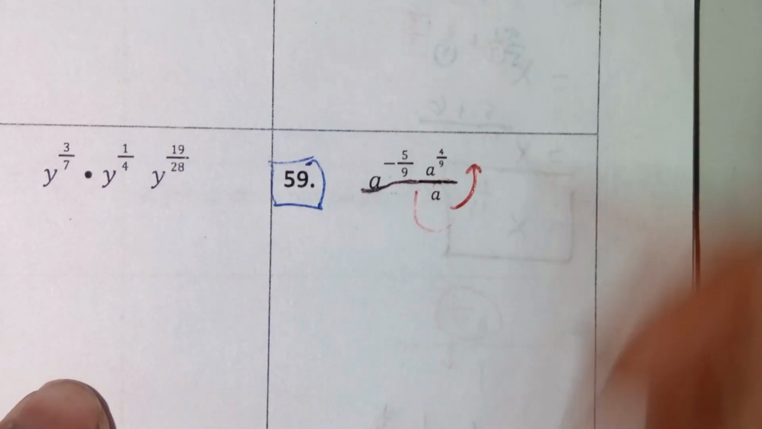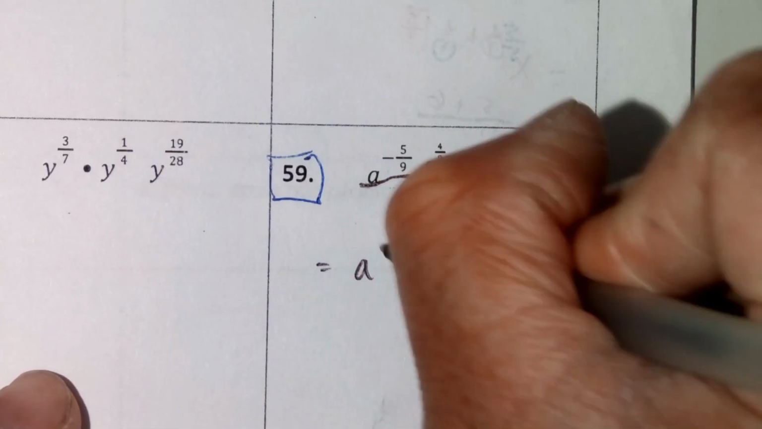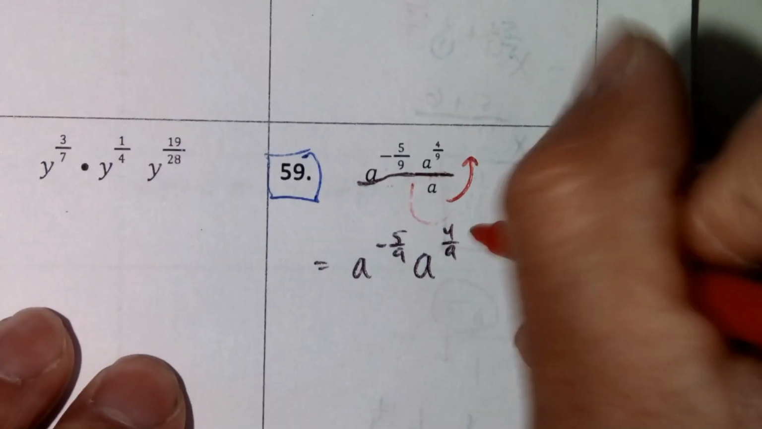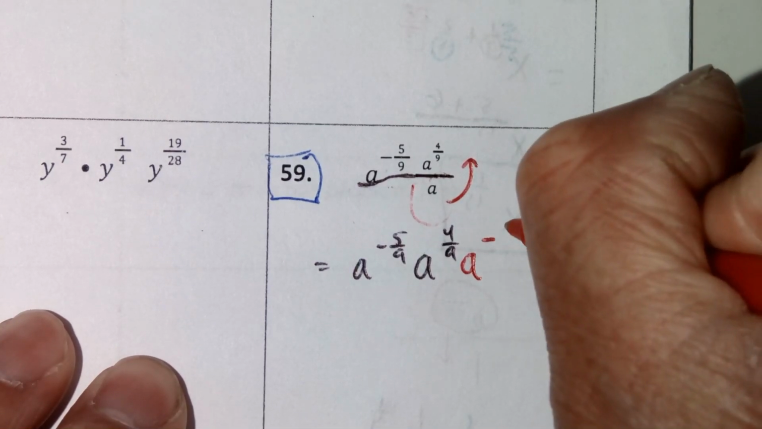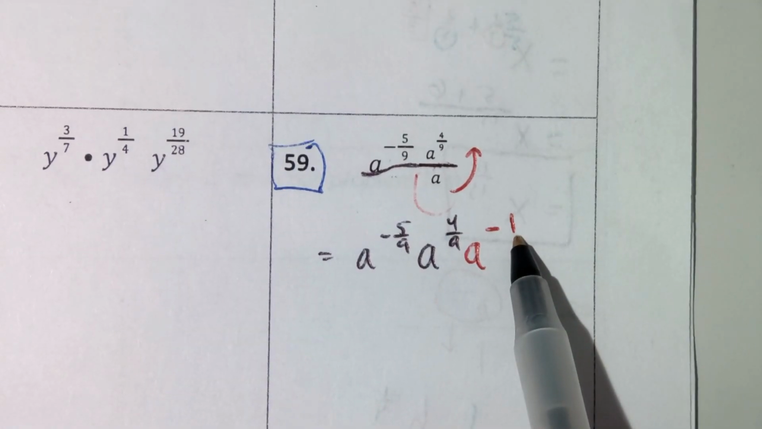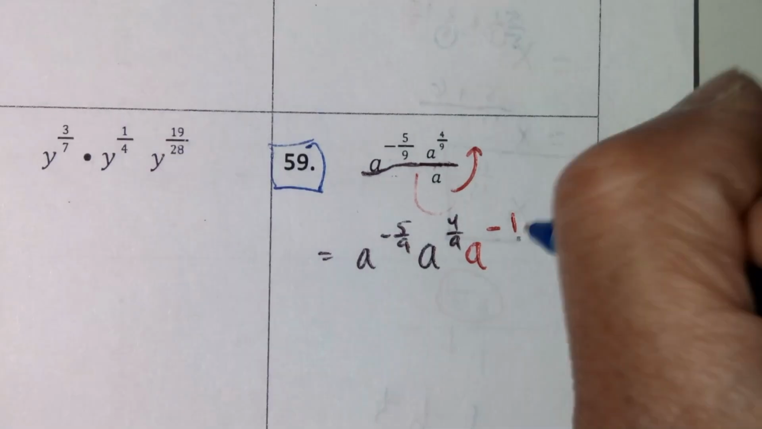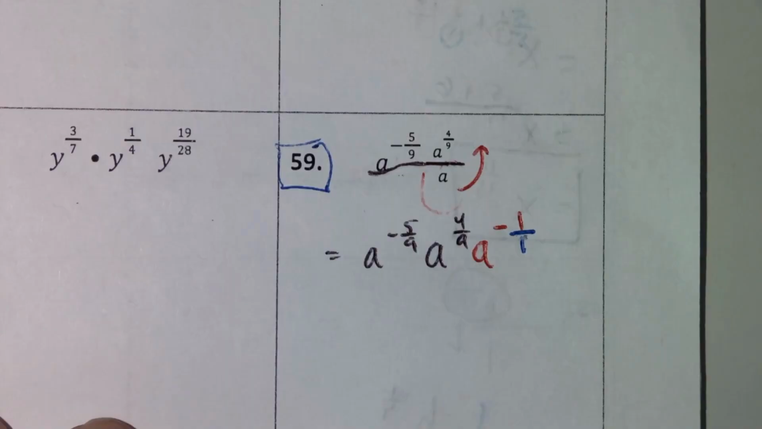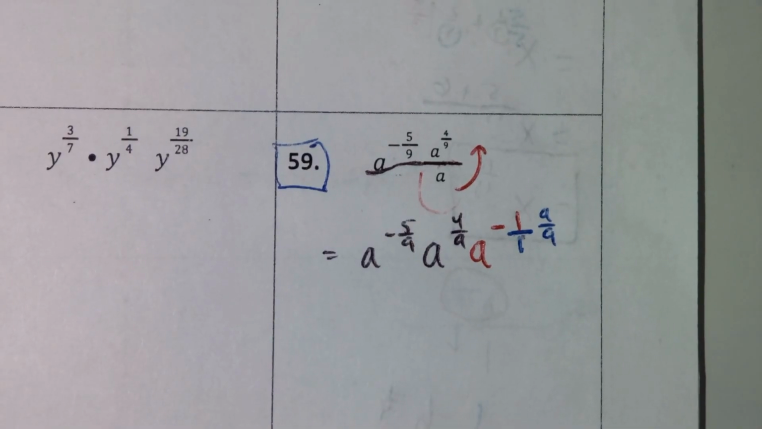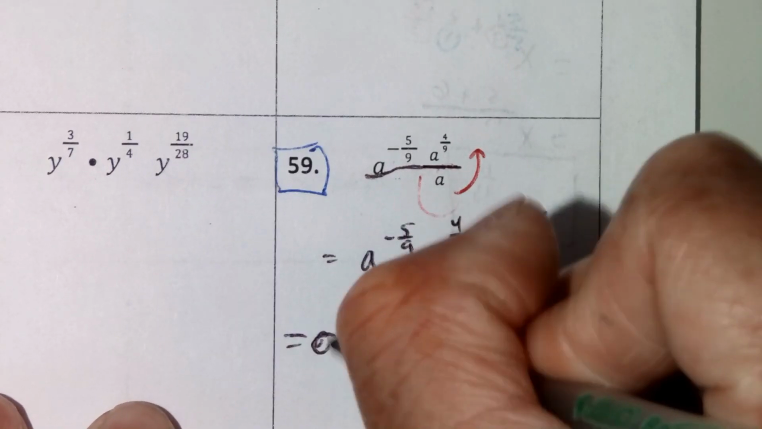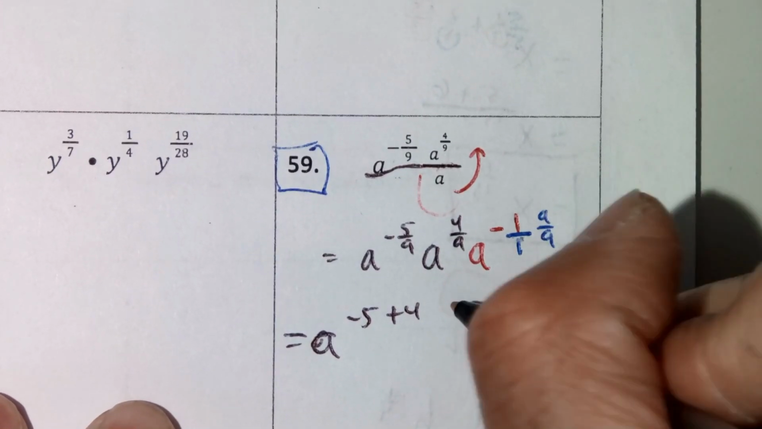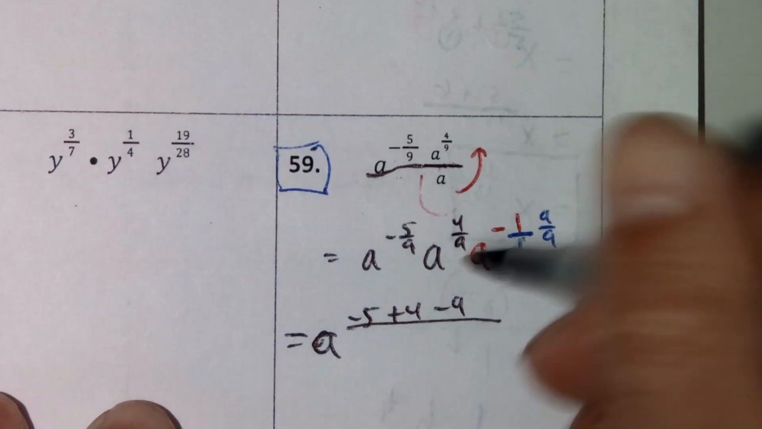59, I drew this weird fraction, and I'm going to move that a up. So a to the negative 5 ninths times a to the 4 ninths, and then a to the negative 1. The negative 1 allows me to move it up. Let's go ahead and make that a fraction here. I want them all to be 9s, but before I do that, I'm just going to do over 1. And in math, it's okay to multiply by 9 over 9, because 9 over 9 is 1. So I have a to the negative 5 plus 4 minus 9 all over 9.